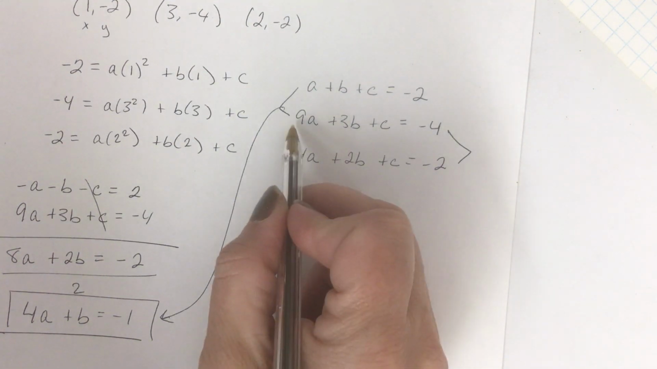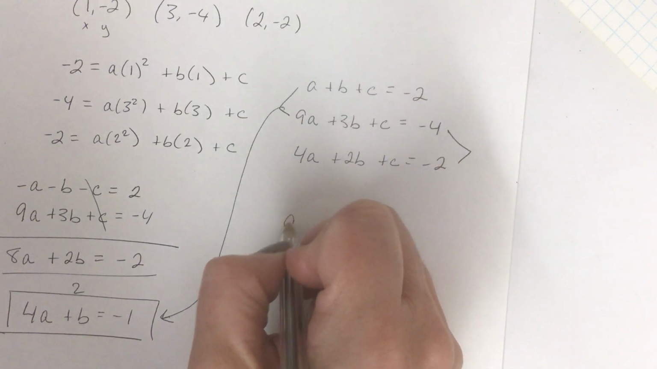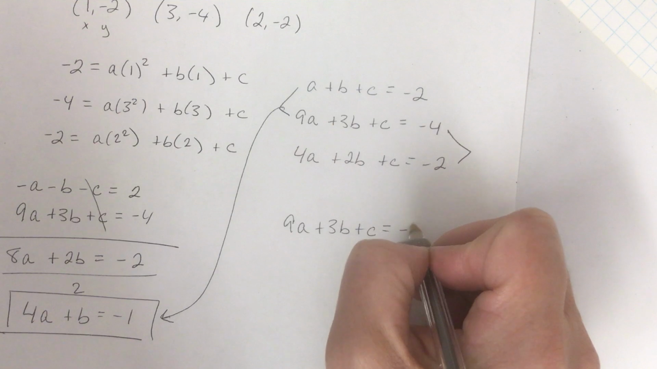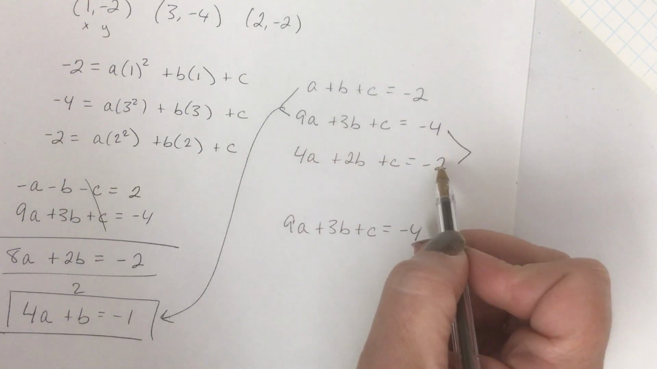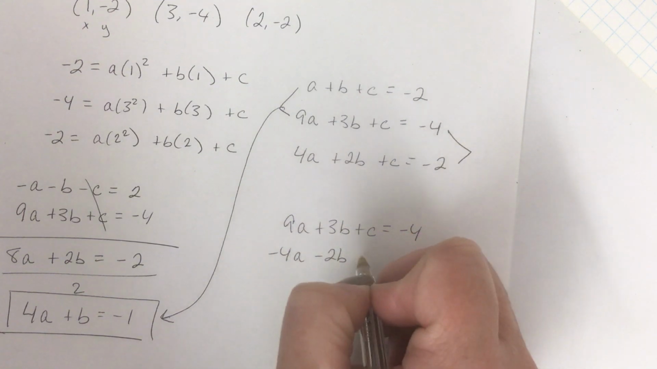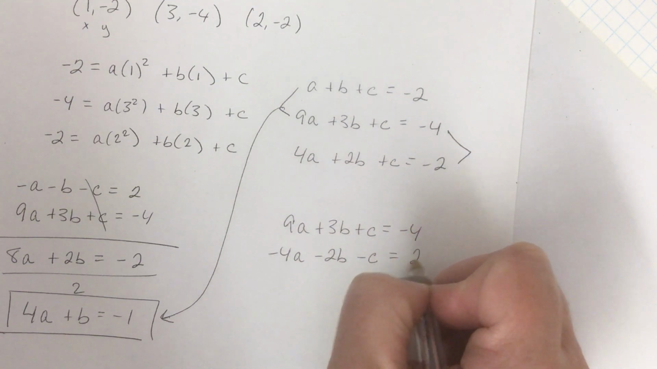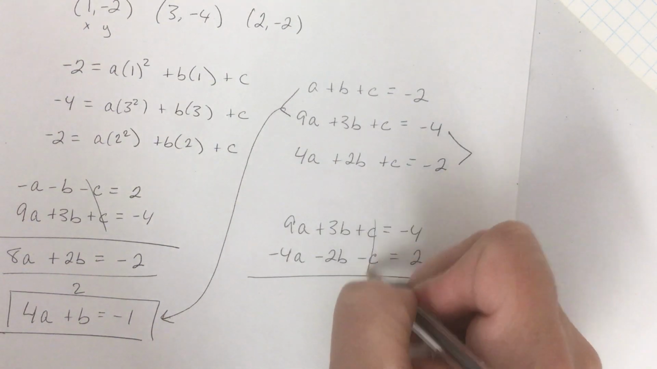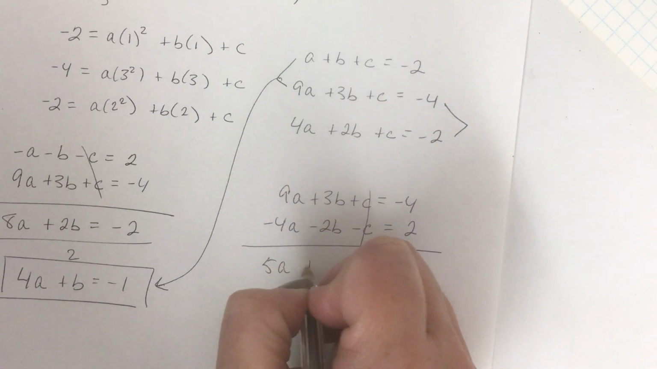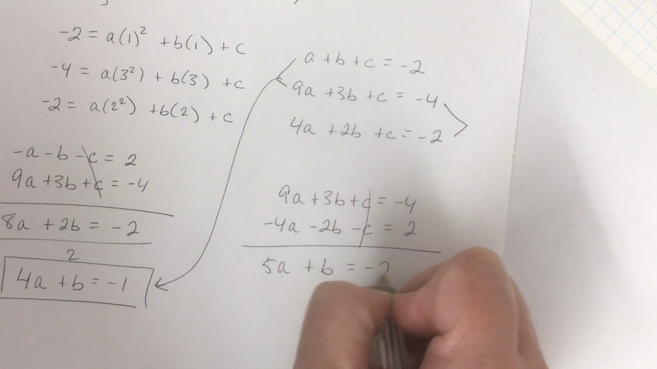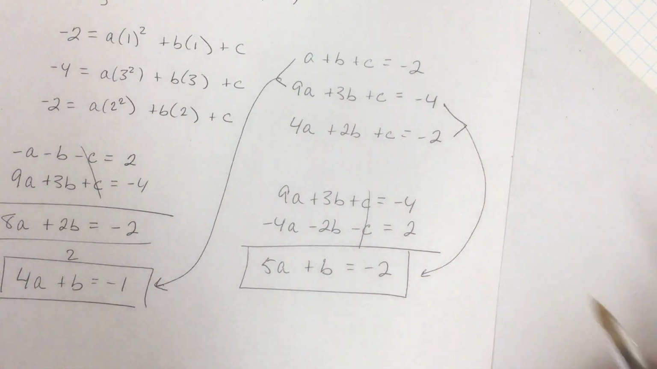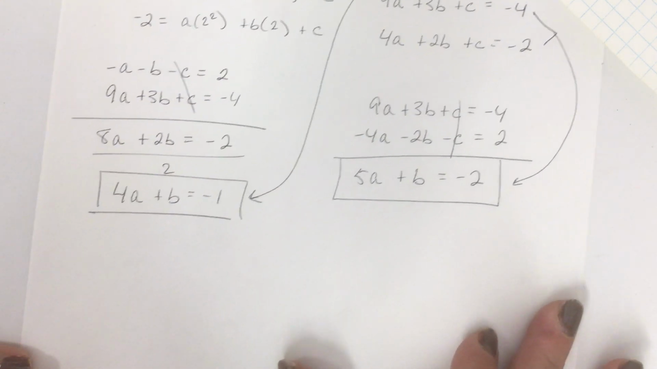So I'm going to leave my top one the same: 9a plus 3b plus c is equal to -4, and take my bottom one times -1. So -4a minus 2b minus c is equal to +2. Add those together and my c's cancel. So I have 5a plus 1b equals -2. So there's my second equation that comes from a different pair that now just has an a and a b in it.